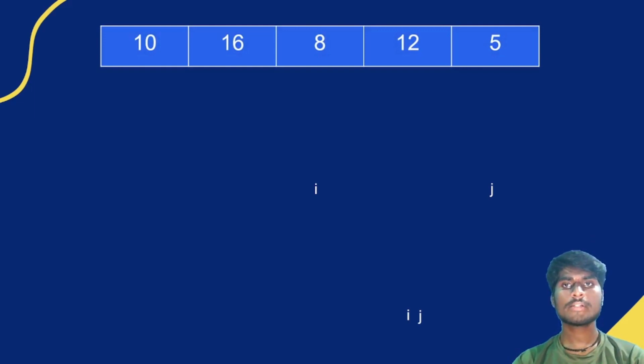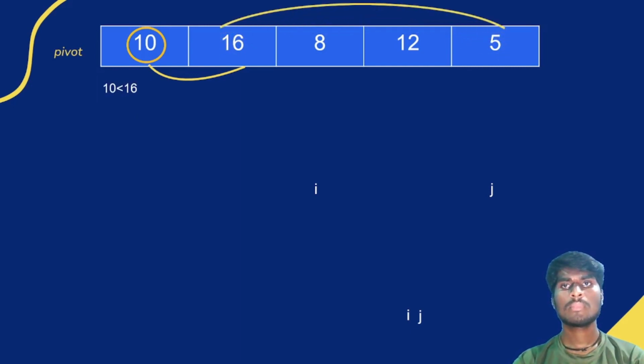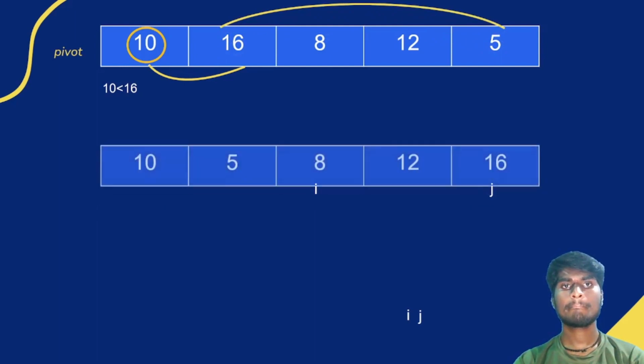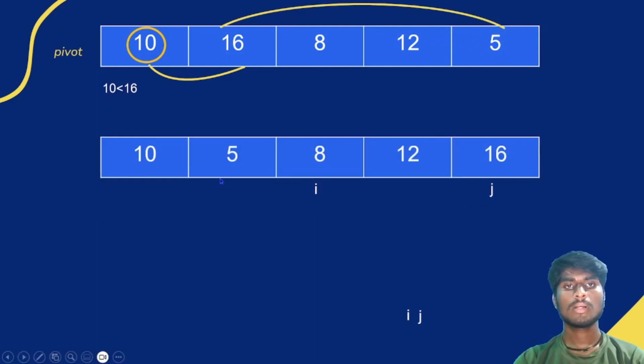Let us consider the first element of the array as the pivot element. Now 10 is the pivot element. Just compare the pivot element with the next element. It's 16. 16 is more than 10, so we need to compare 16 with the last element of the array, that's 5. Here you can see 5 and 16 are swapped.